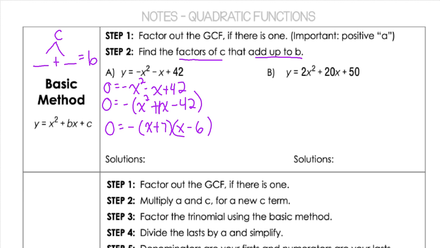So once I have that, I set each one equal to 0 to find my solutions. So if I take x plus 7 and set it equal to 0, x is negative 7. And if I set x minus 6 equal to 0, x is 6.